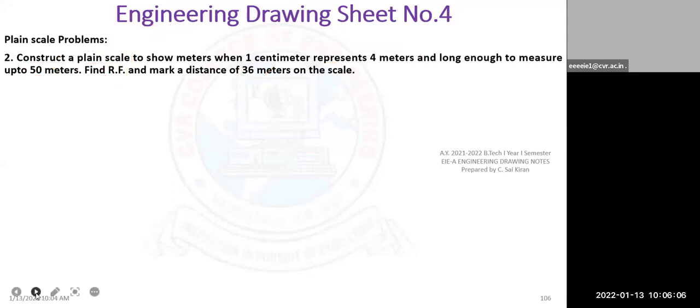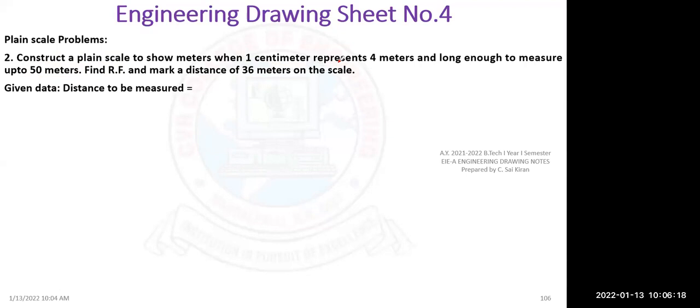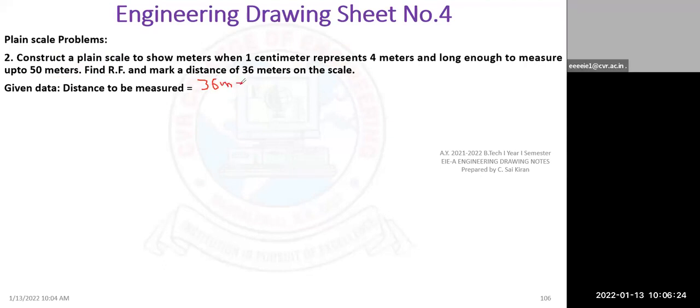Can anyone tell me what is the distance to be measured? 36 meters. And for this 36 meters, you have to make the divisions. Next, what is the length of the drawing size? So this is your drawing sheet. On the drawing sheet, what is the length of the drawing size you are drawing?